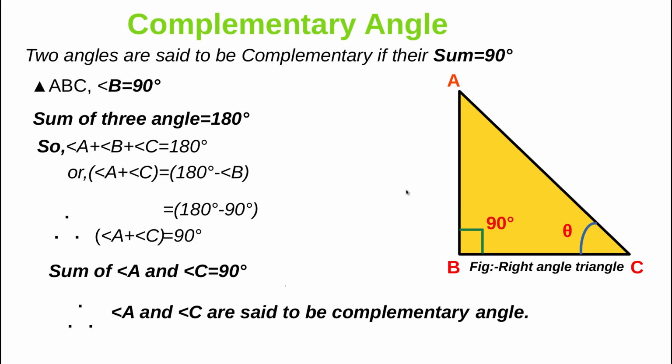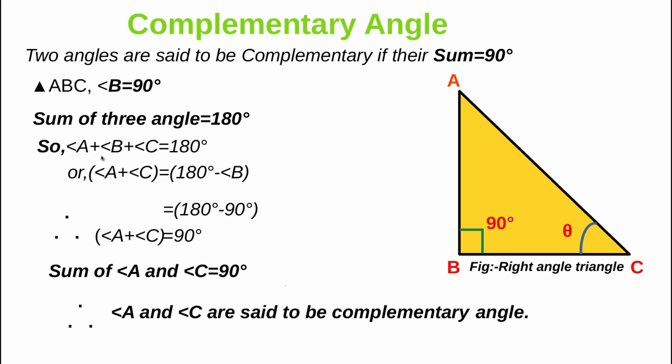Now we know that for all triangles, the sum of the three angles of the triangle is equal to 180 degree. So from this triangle I will calculate that the sum of the three angles is equal to 180 degree.